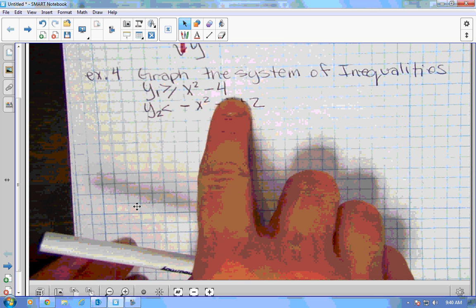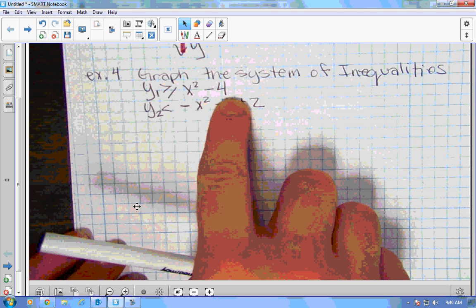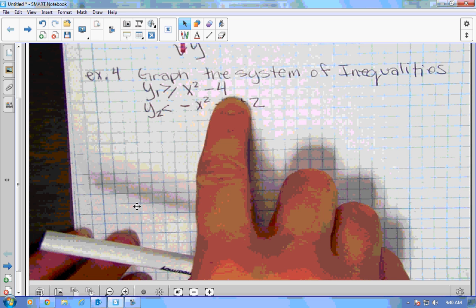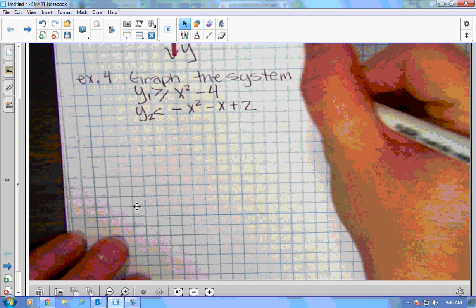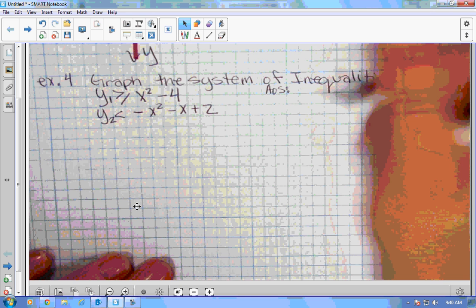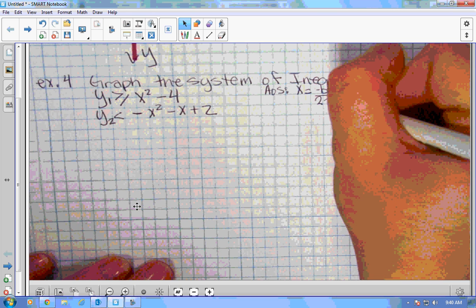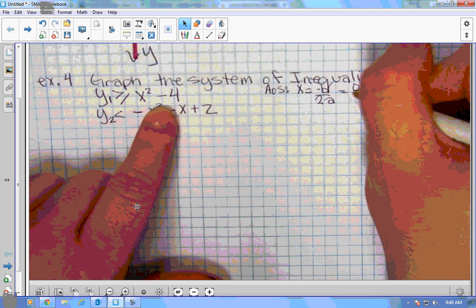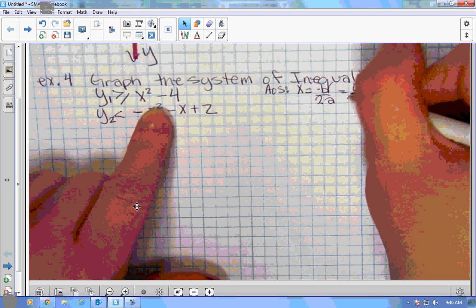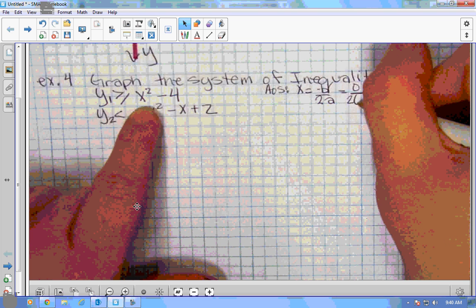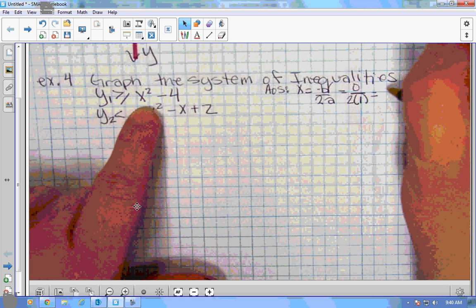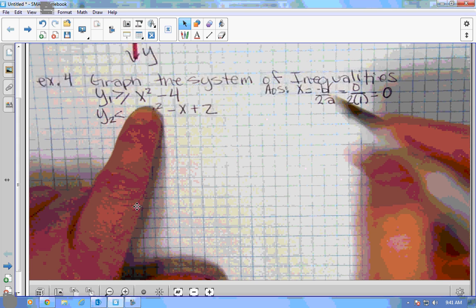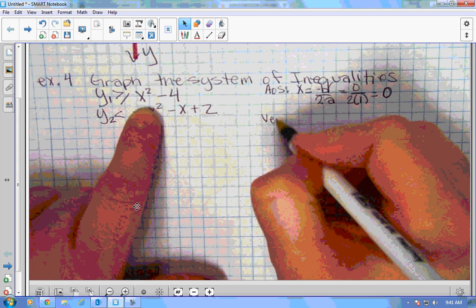So for the first one, we need to get some points. We need to know the vertex, and we need to know some points so we can graph it. So for y1, let's find the vertex. So axis of symmetry, x equals negative b all over 2a. b is the coefficient of x to the first power. There is no x to the first power, so that means 0. All over 2 times a, the coefficient of x squared, which is 1. 0 divided by 2 is 0. So now we're going to plug in x equaling 0, and then we'll have our vertex.